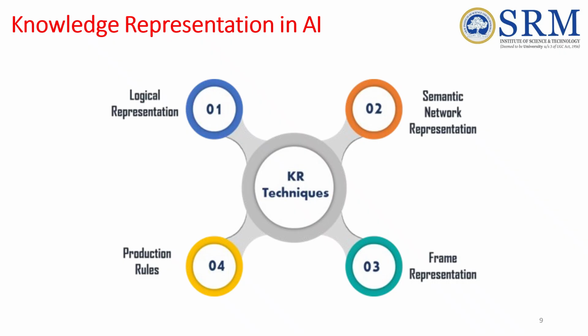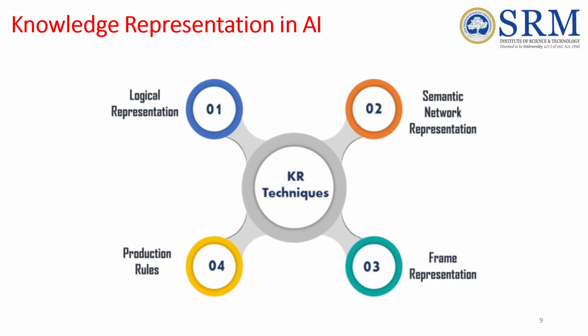Logical representation. It uses formal logical statements to represent facts and relationships. It is based on rules and logical reasoning. Example: fact 1, all humans are mortal. Fact 2, Ram is a human. The conclusion is that Ram is mortal, and it can be represented as: human of X implies mortal of X, human of Ram, therefore mortal of Ram.